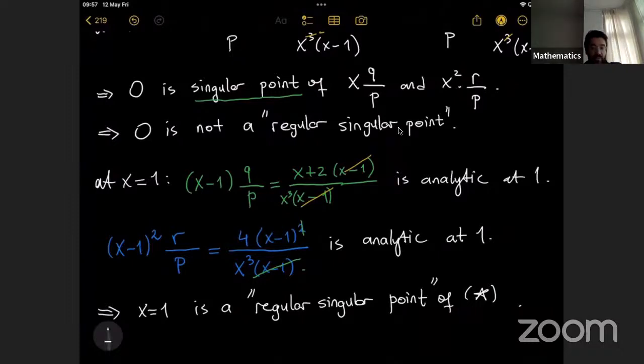So what is the purpose of this? Well, now we will talk about the power series expansion around regular singular points. We can find the solution around regular singular point, like in the case of regular points, okay, ordinary points. All right.